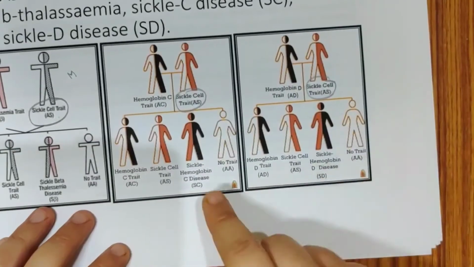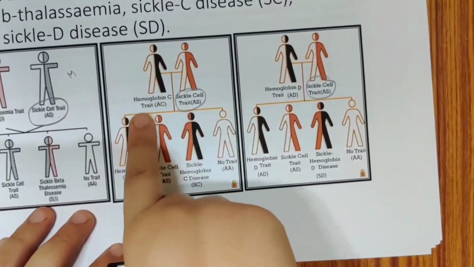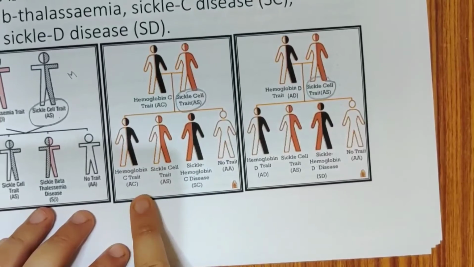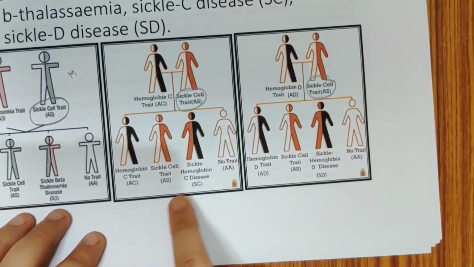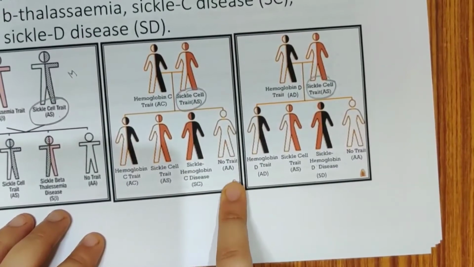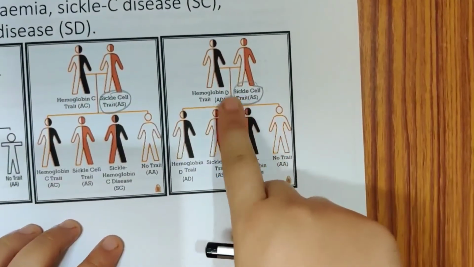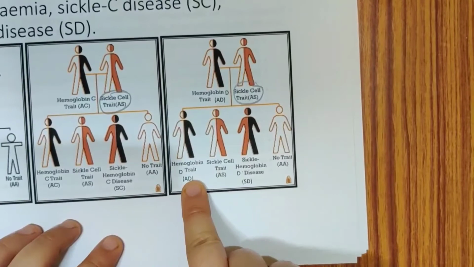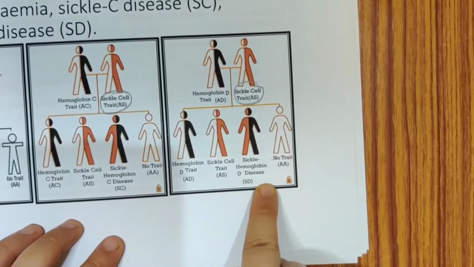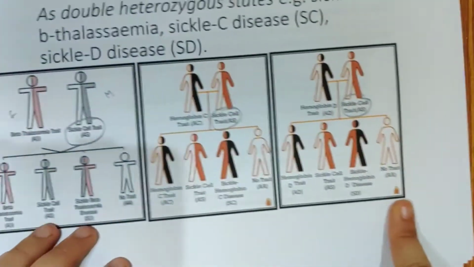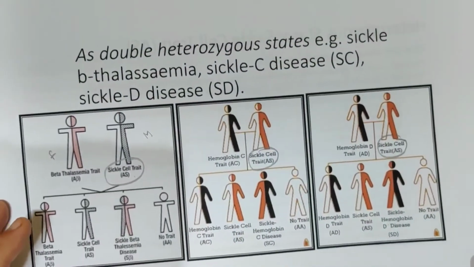Okay, again the same thing. If you have hemoglobin C trait, in this what will happen? The first child will have hemoglobin C trait, then sickle cell trait, then sickle hemoglobin C disease and no trait. Okay, hemoglobin D trait will be there, sickle cell trait will be there, sickle cell hemoglobin D disease and no trait. Okay, so this is double heterozygous state.